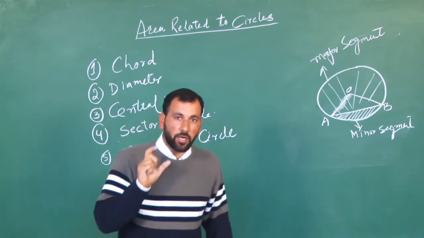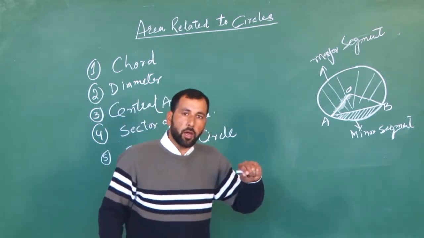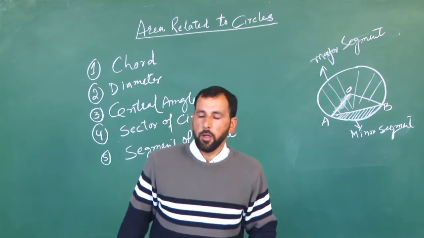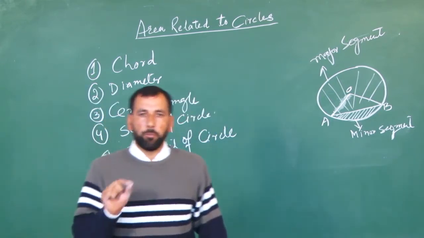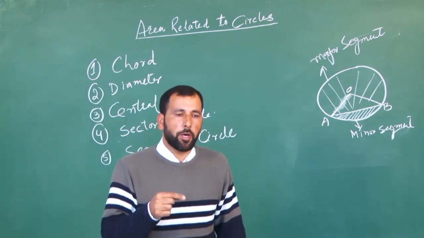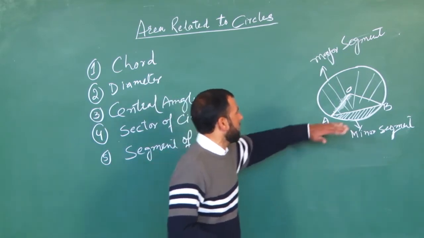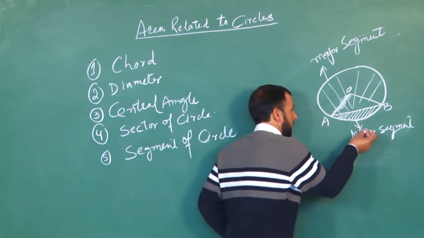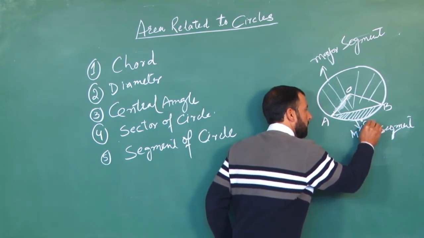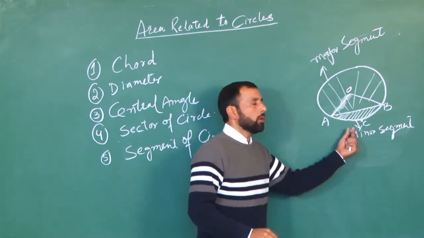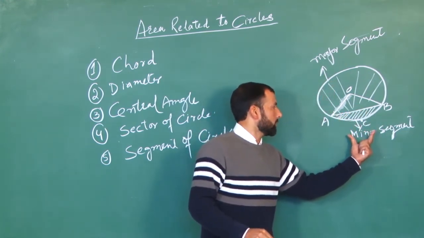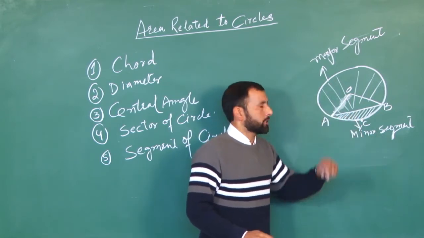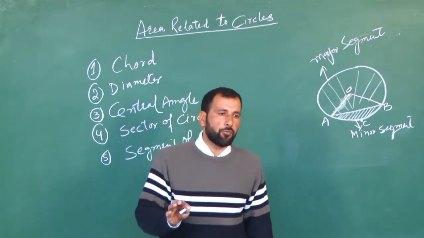So sector is a region between two radii and the corresponding arc of a circle. But segment is the region between a chord and the corresponding arc of a circle. And this segment ACB here is the minor segment. The chord divides a circle into two unequal segments. One is the minor segment and the other is the major segment of a circle.